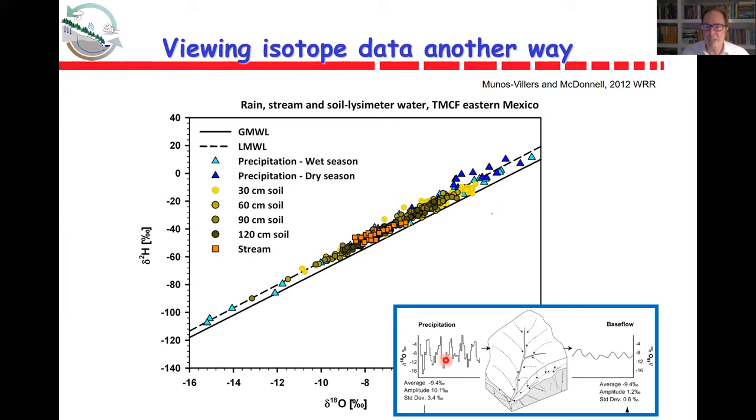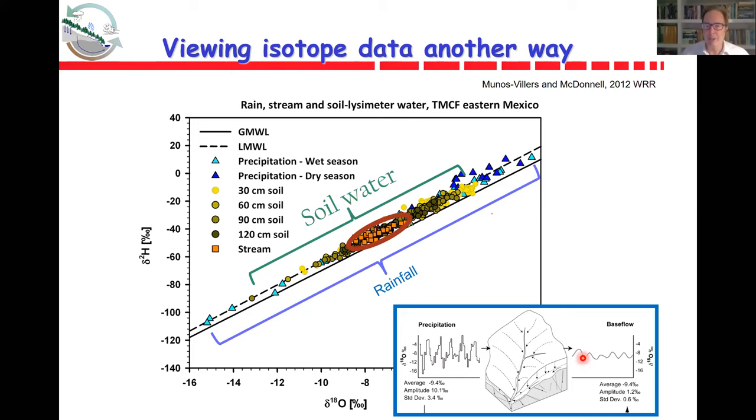We see that if we plot O18 versus deuterium. But rather than going up and down in a sine wave, it goes up and down this thing called the meteoric waterline. So there's summer, there's winter, and it just moves along this line. Similarly, if we sample soil water or stream water, just like stream water here is a lagged and damped version of the input, here stream water again, lagged and damped relative to this input that's covering a much wider amplitude.